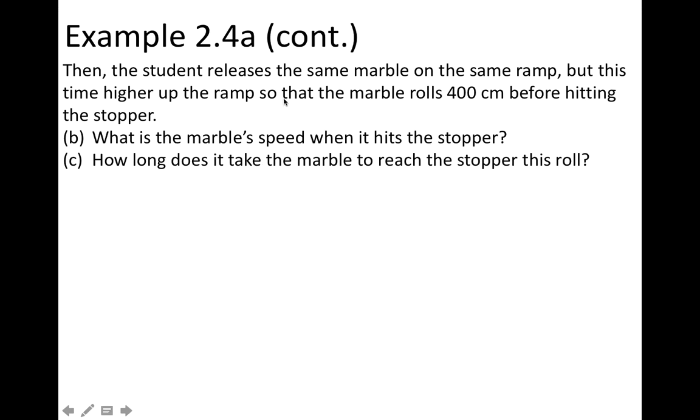In this continuation example, we have a student that releases the same marble. Because it is being released, that's indicating that the initial speed is 0. The same marble on the same ramp, so that's indicating that on the two rolls the acceleration is the same value. But this time higher up the ramp, so that it rolls 400 centimeters before hitting the stopper. So that is a distance.